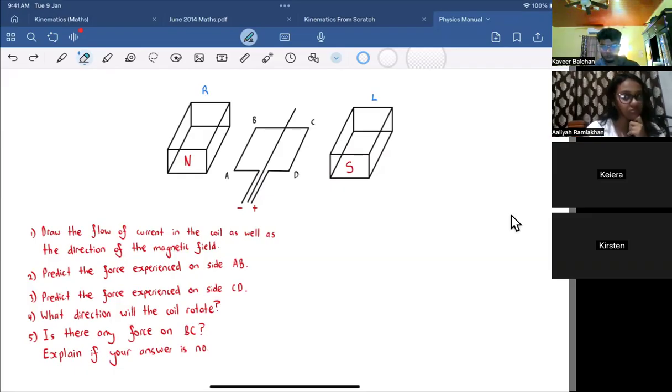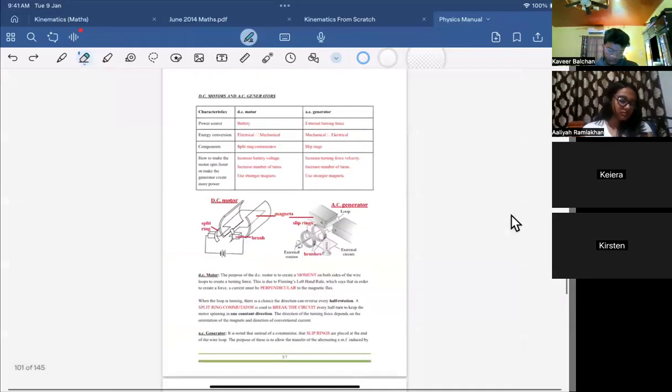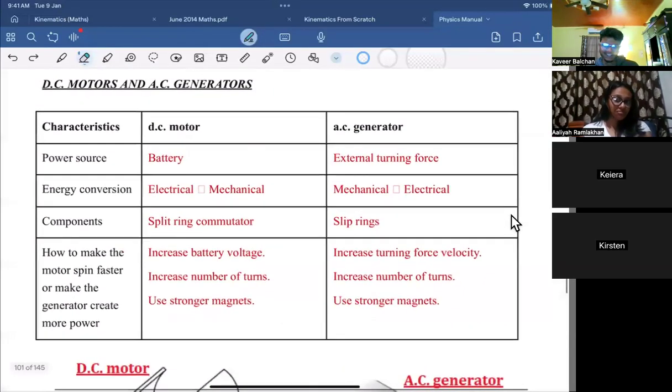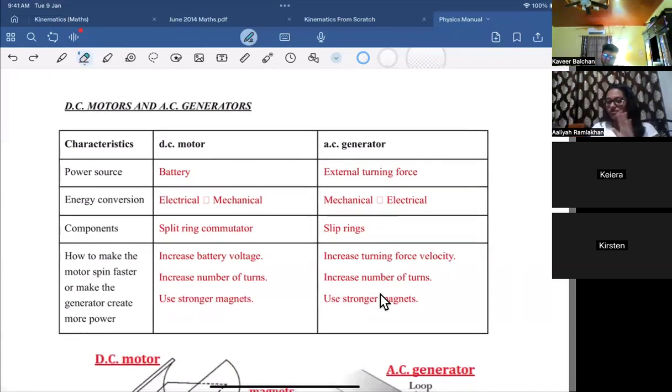Excellent. Top performance. Alia, your combination. Right. So, Alia, I want you to read this. We start something new. DC motors and AC generators. This uses a turning coil to work.